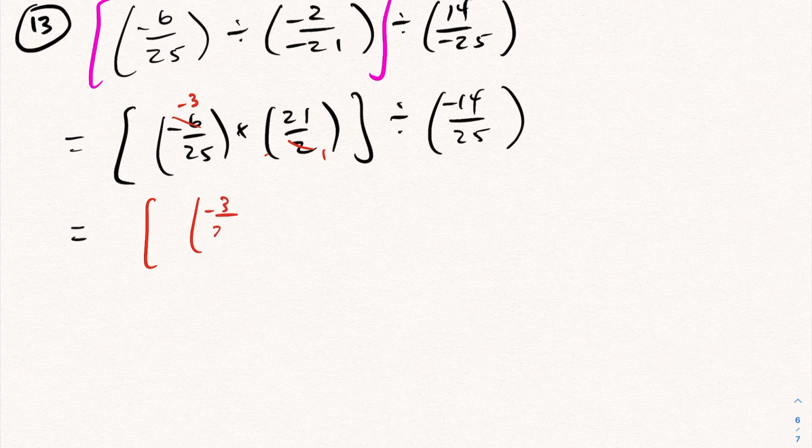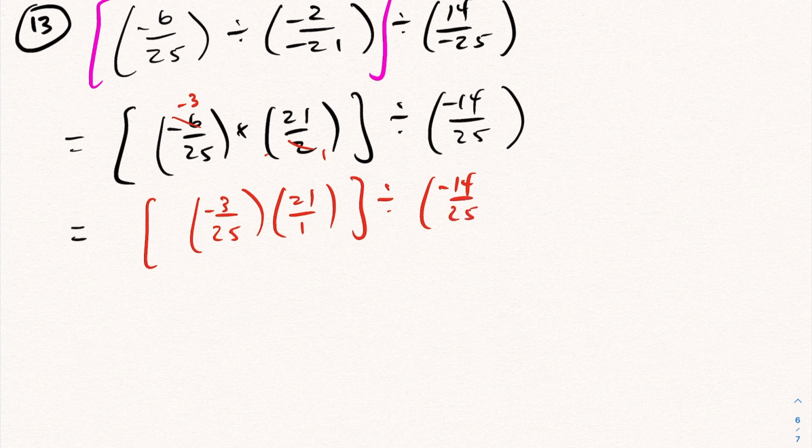So I have negative 3 over 25 times 21 over 1 divided by negative 14 over 25. And again here, if we see any reduction, I can see here I've got no reduction going on here. The 25 is just 5 times 5. This is 3 times 7. These are 3's. So I have to go ahead and multiply this out. When I multiply this out here, tops with tops will give me negative 63. And 25 times 1 is 25.